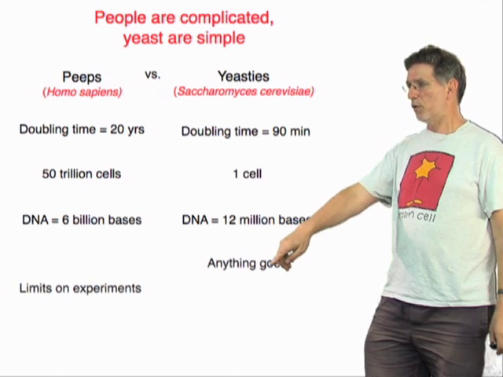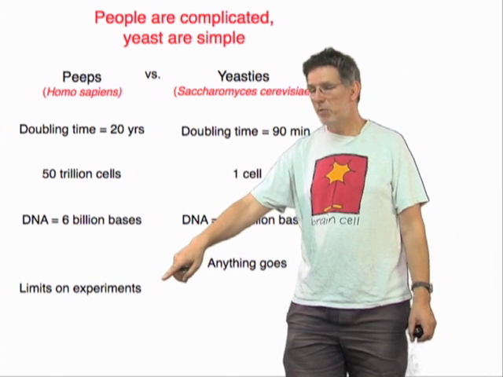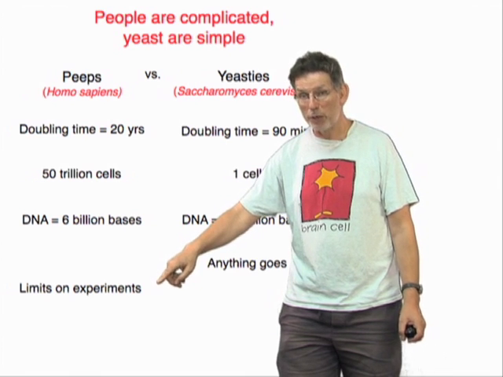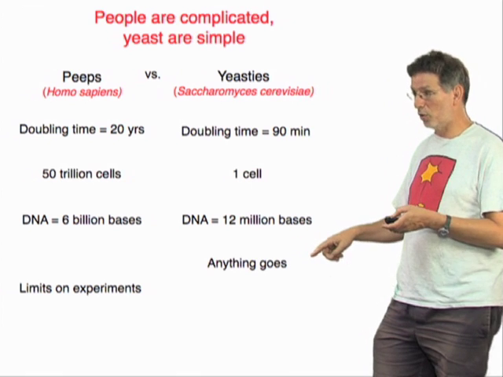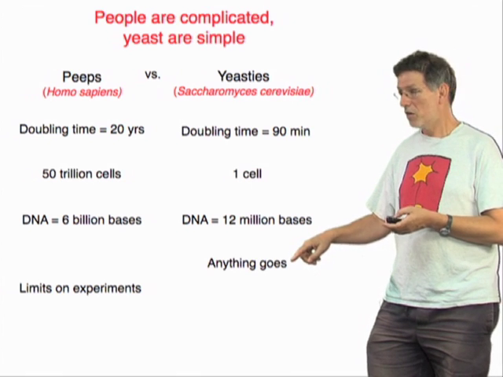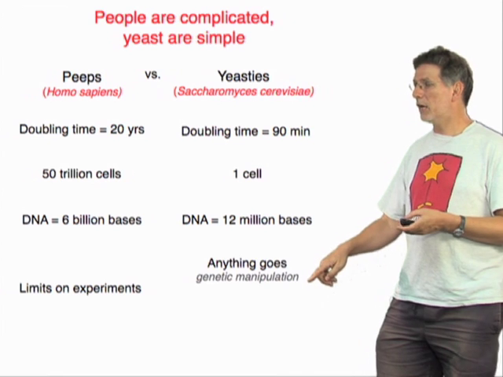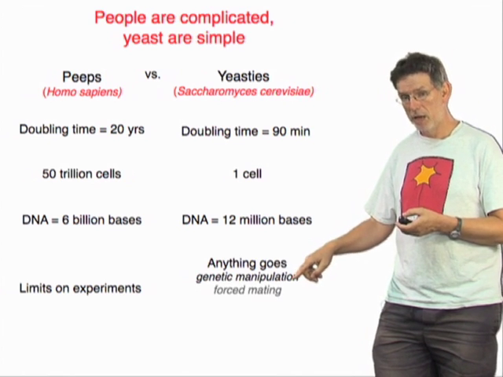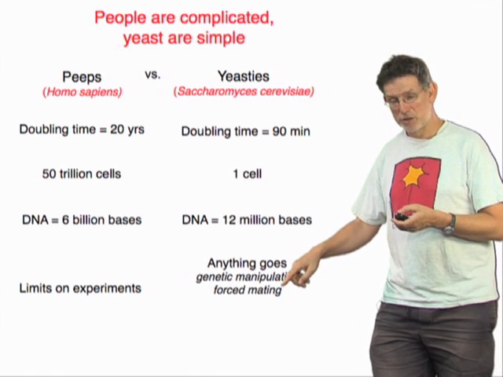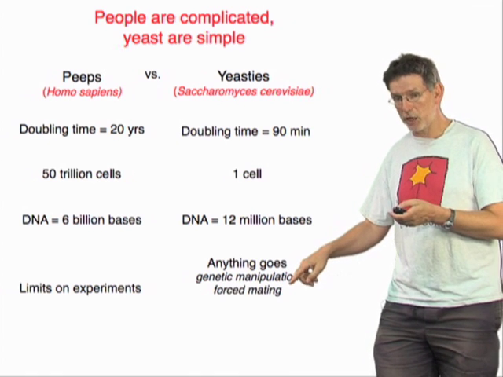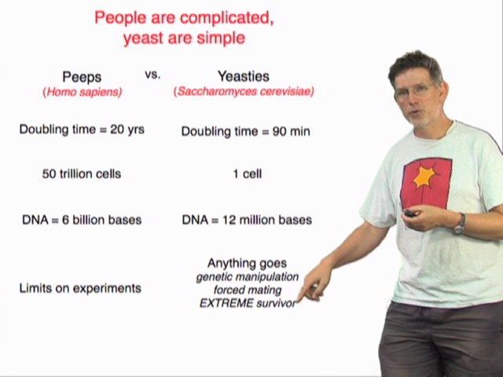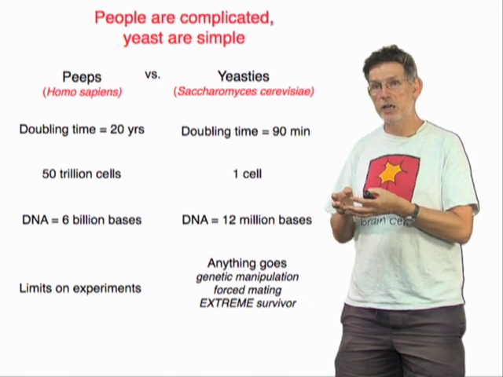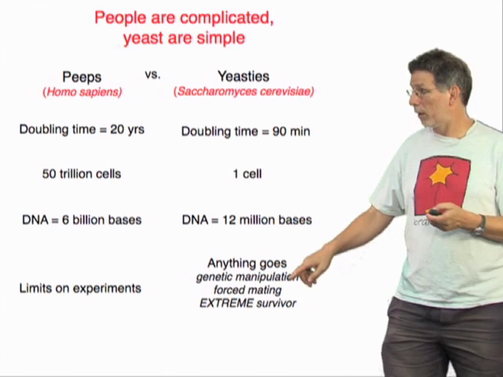But the biggest difference of all is there aren't so many experiments you're allowed to do on your friends and families, and we're certainly not going to get to do any forced mating with people. Okay? It's against the law and all sorts of moral standards. In yeast, anything goes. And anything includes genetic manipulation of incredible sophistication and variety. It includes forced mating, so no one tells us we can't force cells to mate with each other. And there's the sort of extreme version of survival. We do things where everyone except a very few special cells that we want to study die. Even Fox isn't allowed to do that.